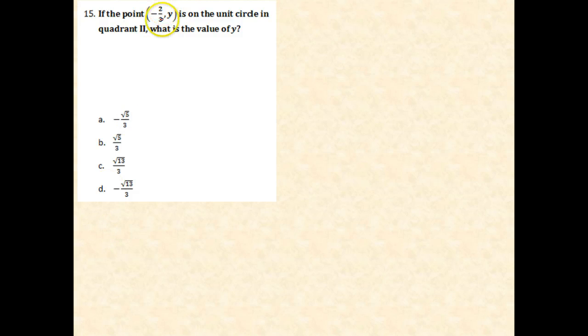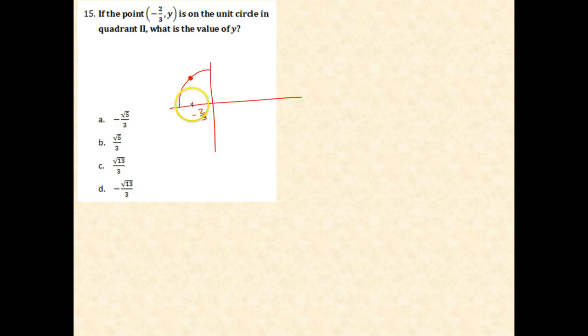If the point negative 2/3, comma, y is on the unit circle in quadrant 2, what is the value of y? Well, quadrant 2 is over here, and negative 2/3, comma, y would be somewhere like this. So y is going to be positive. And now this x value is negative 2/3.